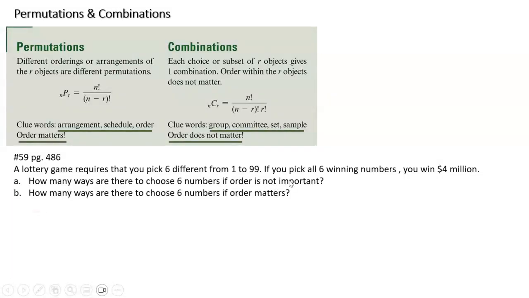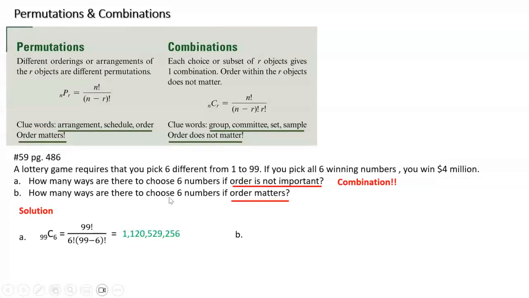If order does not matter, it's going to be the combination. Right? So it's going to be 99 combination 6, which will give us 1,120,529,256. For the second part, how many ways are there to choose 6 numbers if order matters?